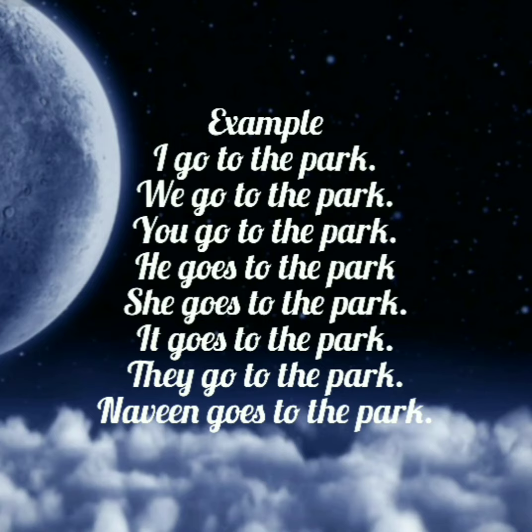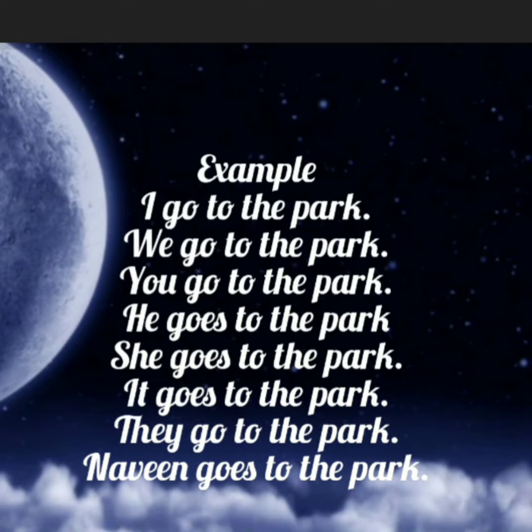Example, I go to the park, we go to the park, you go to the park. Here I have given the subjects with the same verb. With the first person subject, we give the do form of the verb. I go to the park, we go to the park, and similarly you go to the park. The next example is he goes to the park, she goes to the park, it goes to the park.